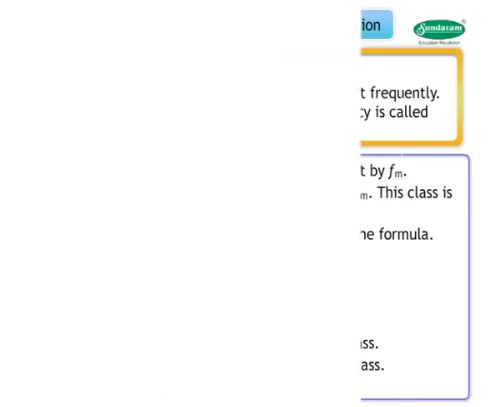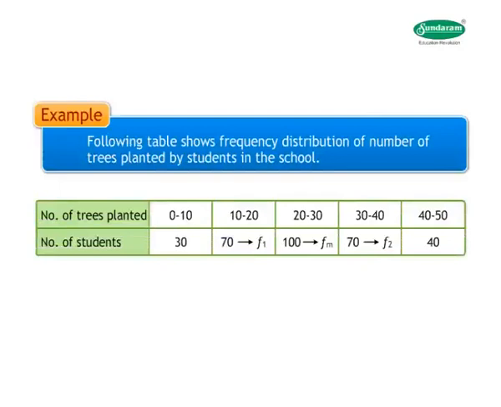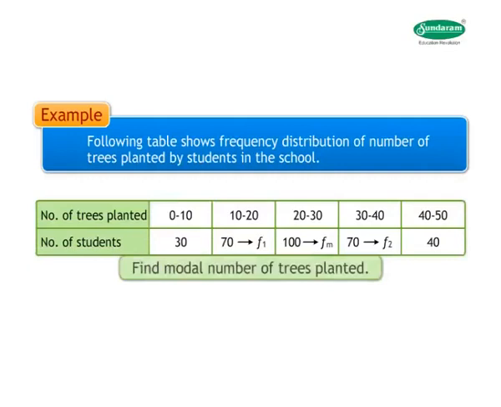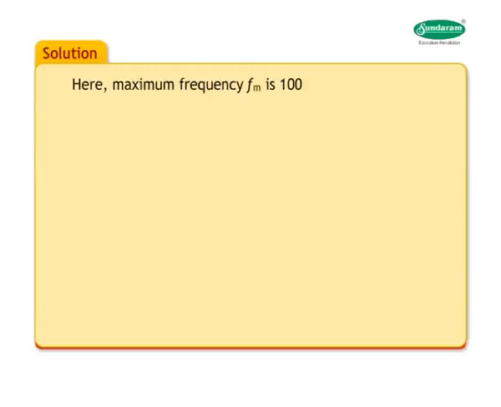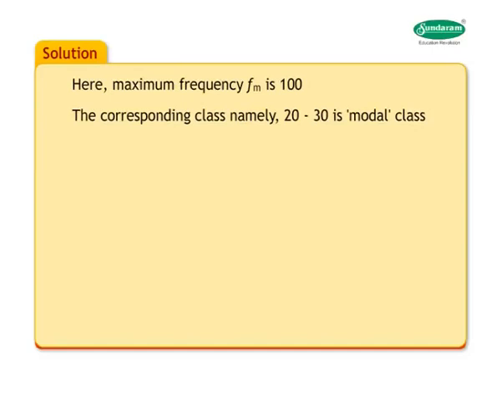Let us solve one example. The following table shows the frequency distribution of the number of trees planted by students in the school. Find the modal number of trees planted. Here, the maximum frequency is 100. The corresponding class, namely 20 to 30, is the modal class.